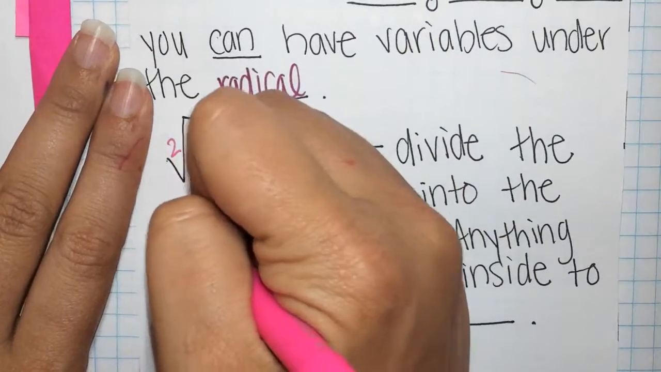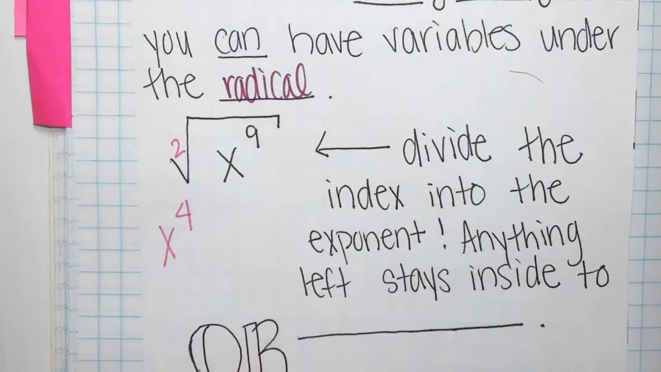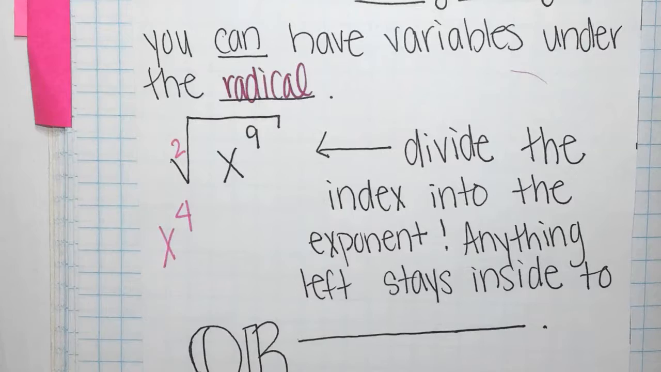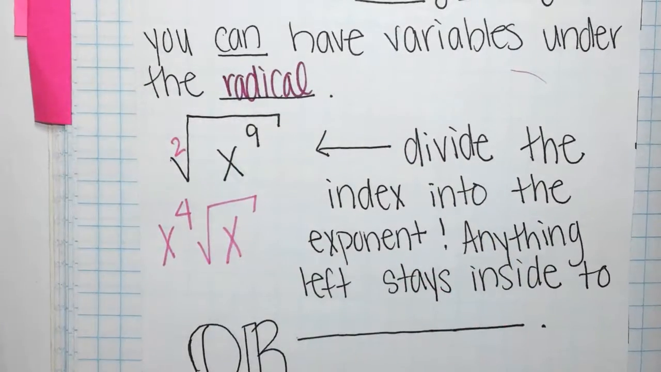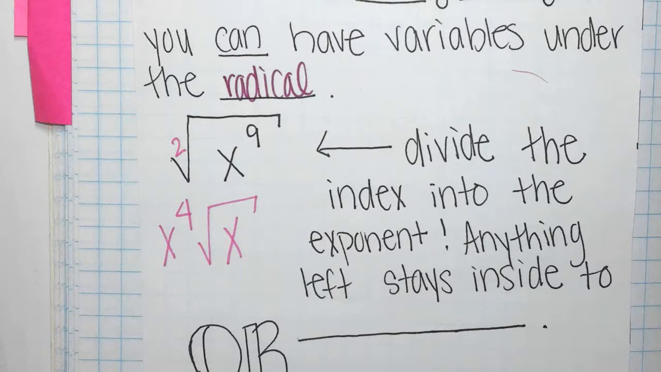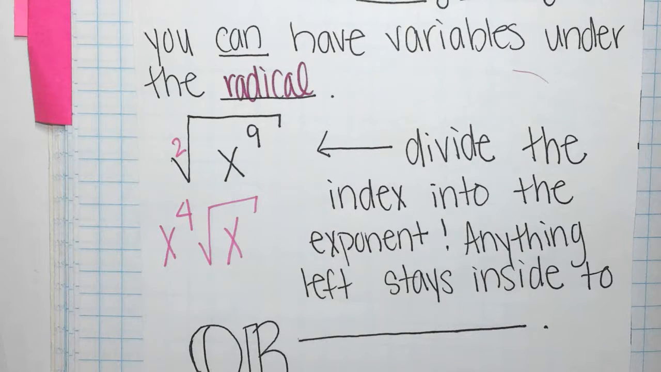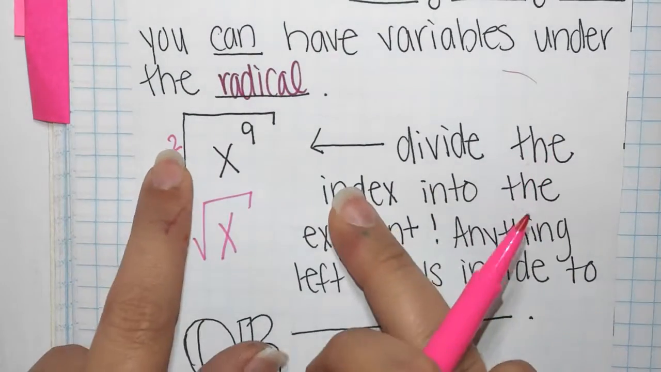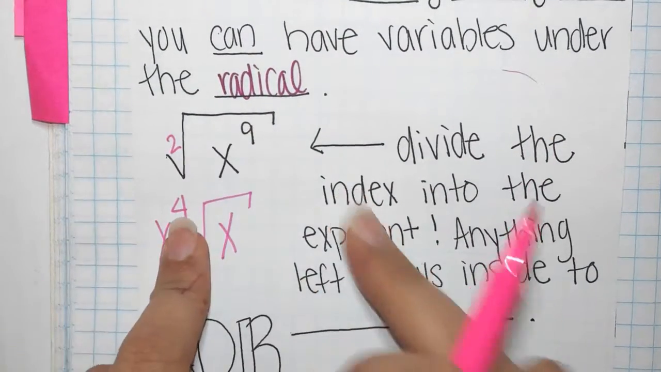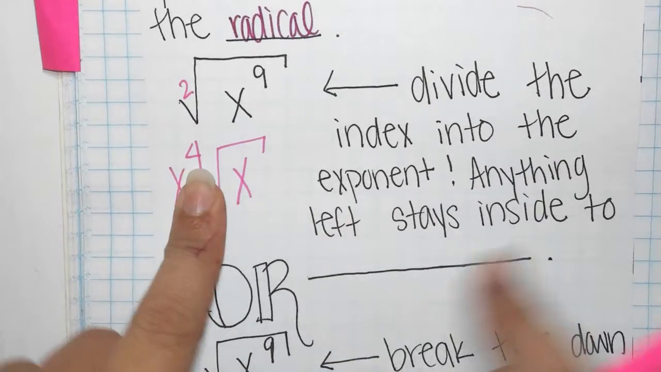So you would have x to the 4th. And then how many would you have left over? You would have 1 left over, and that stays under the radical. Does everybody understand? So you divide the index into the exponent. 2 goes into 9 4 times. Anything left stays inside the radical.